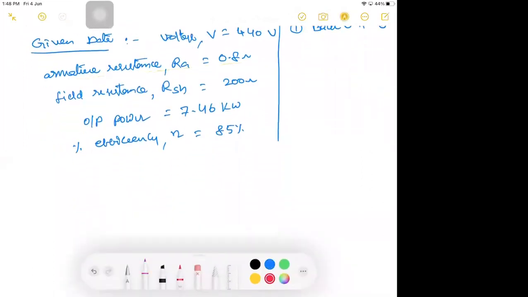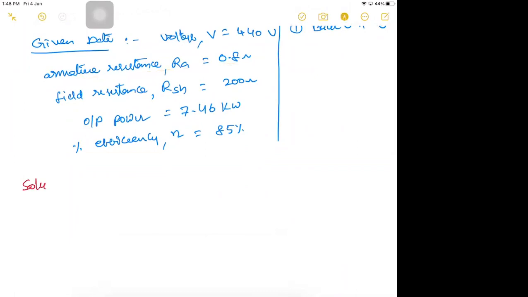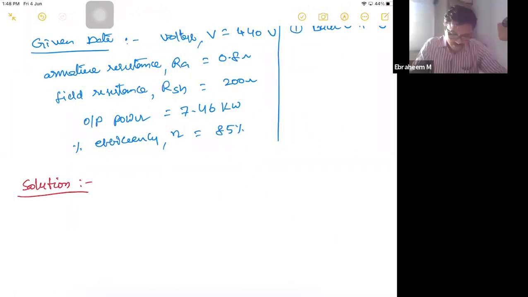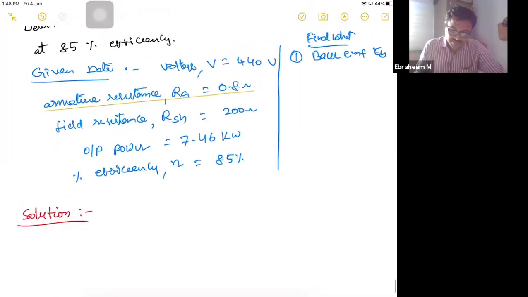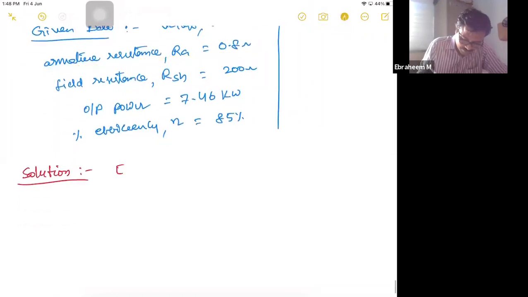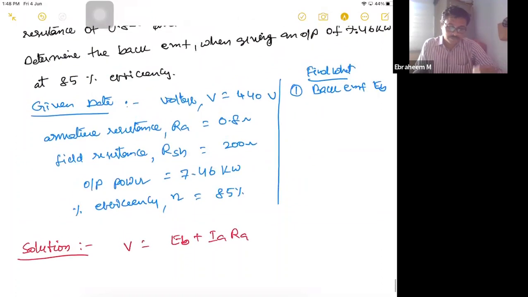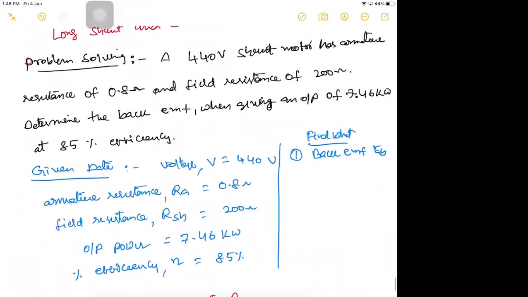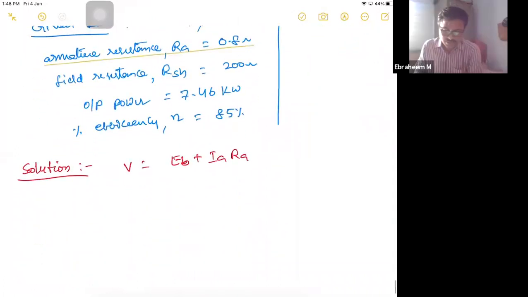So now the solution. As a solution to this problem, we need the back EMF EB. We have the formula V is equal to, what type of machine is it? Motor it is, a shunt motor, right? So for a shunt motor, V is equal to EB plus IA RA.